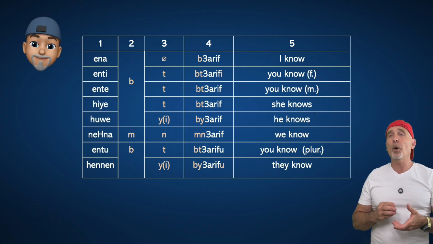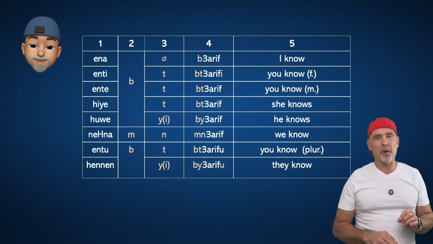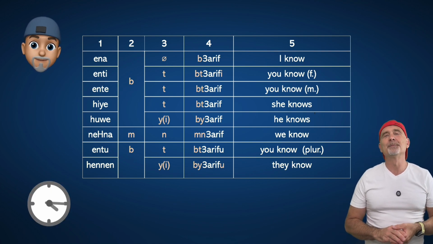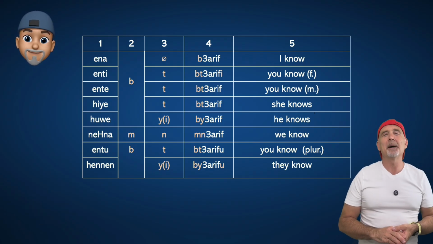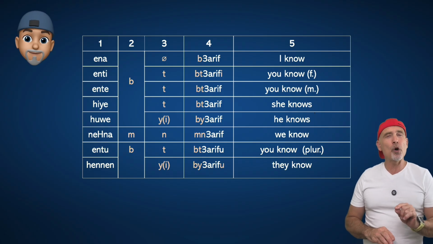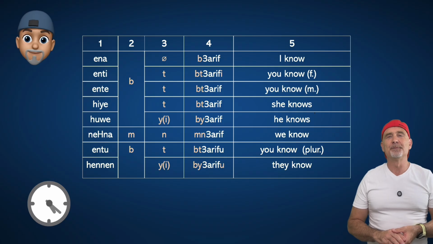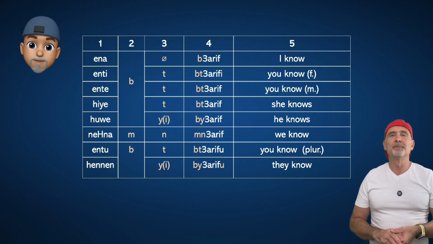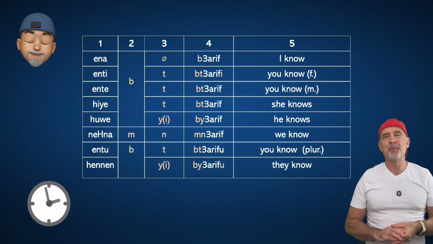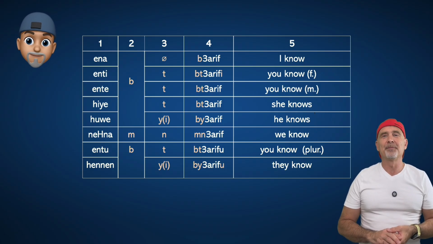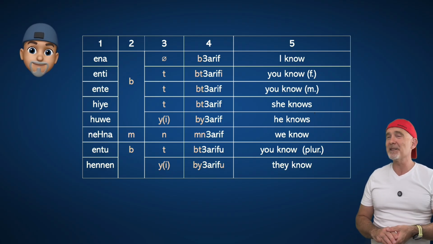هو بيعرف. Now for plurals. We know. Careful. نحن بنعرف. You know as a group, to a group. أنتوا بتعرفوا. They know. هنن بيعرفوا. Well done, Nemo.